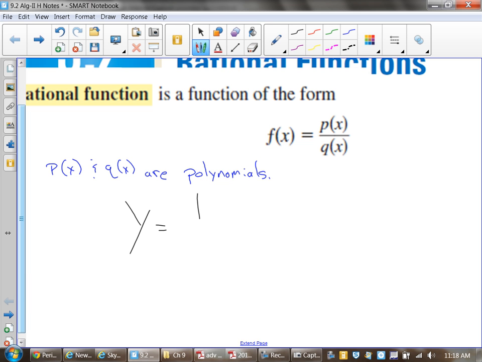Y equals 1 over x. You've seen that. You've graphed that before. That is a rational function. The number 1, even though it's a constant, is still considered a polynomial. And obviously the variable x is a polynomial.